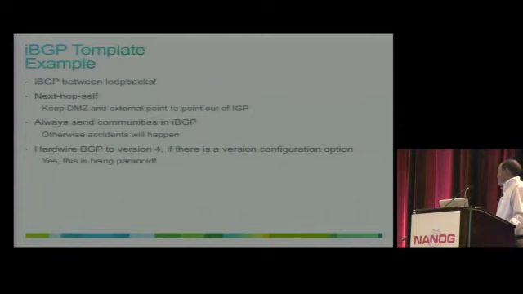In some cases, you may have to explicitly say BGP version 4, even though there is no other version nowadays. In some cases, it's not even applicable. For example, in Cisco XR, version 4 is the only version supported, so there is no configuration for version 4. But if you have that option, set it explicitly.